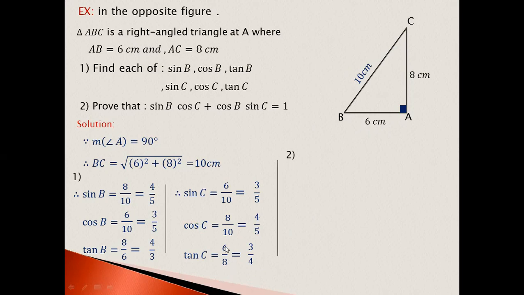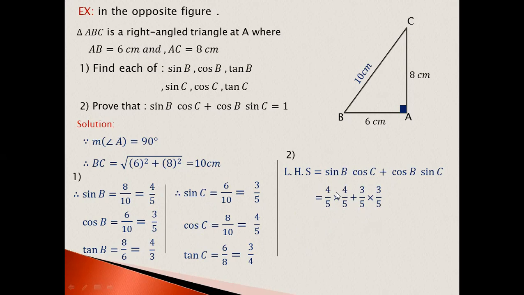Number 2, we need to prove that sine B cosine C plus cosine B sine C equals 1. The left-hand side, sine B cosine C plus cosine B sine C. We know that sine B equals 4 over 5, and cosine C equals 4 over 5. So it's going to be 4 over 5 times 4 over 5. And cosine B equals 3 over 5, and sine C also 3 over 5. So it's going to be 3 over 5 times 3 over 5.